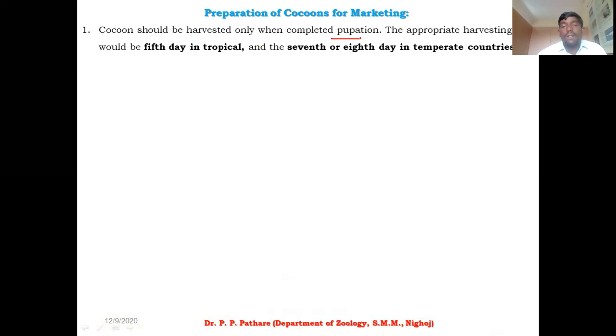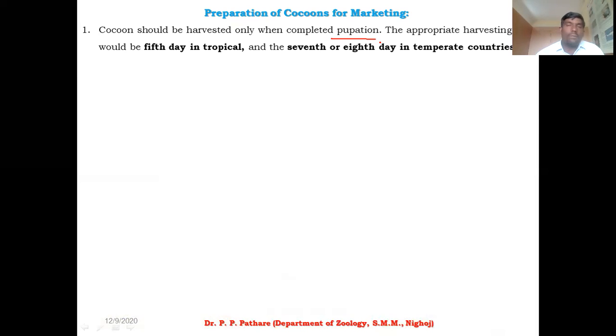Pupation means the pupal period or development period of the silk larva inside the cocoon is completed. So if you harvest your cocoon in mature condition, you will not get the proper shape, size, and color of cocoon. So always keep in your mind, harvest your cocoon after complete pupation.